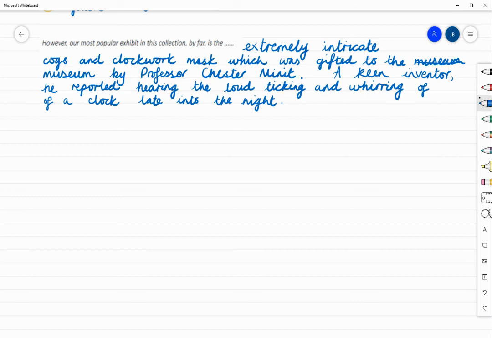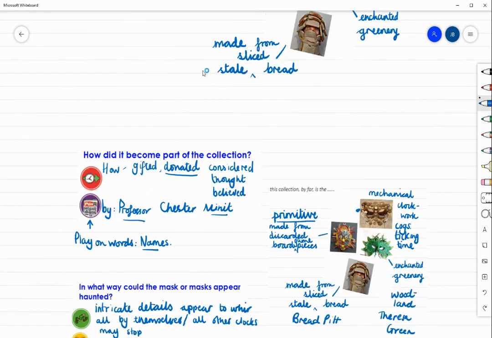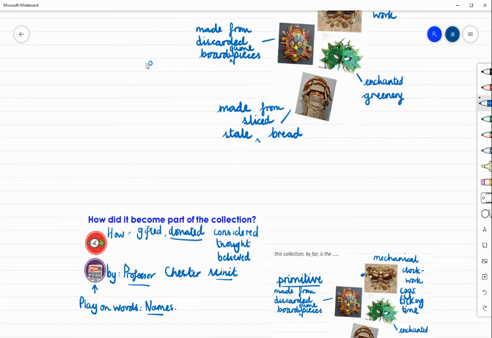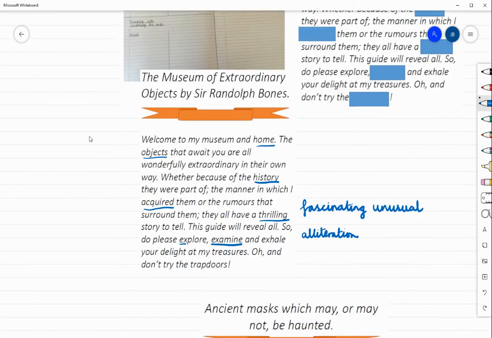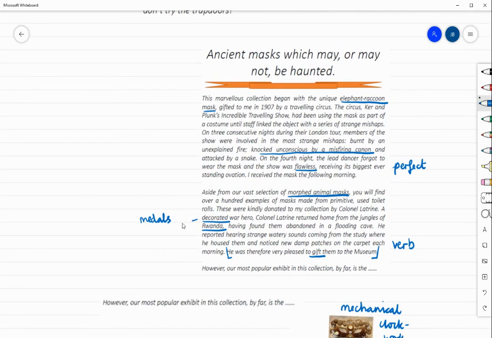So the next sentence explains a bit more about Professor Chester Minute, a keen inventor. He reported hearing the loud ticking and whirring of a clock late into the night. I got this idea from where we had our original model. I got this bit here from, sorry everybody, where it says here, a decorated war hero.